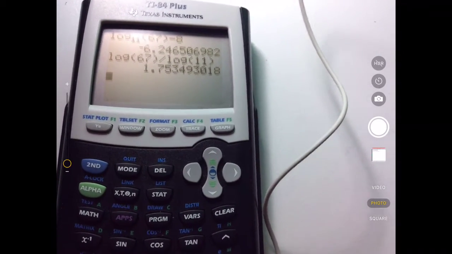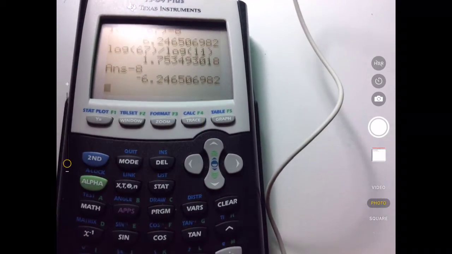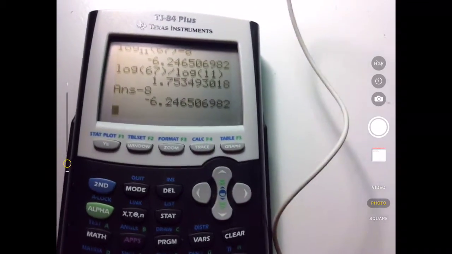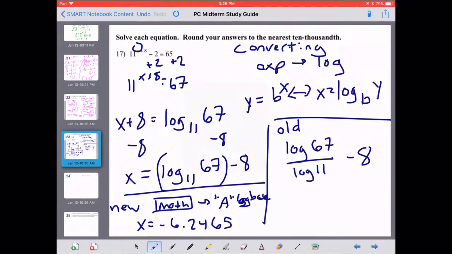Alright, so here we get this, and then we minus 8 at this point, and we get the same exact answer. So it's okay to do either method, it doesn't matter, we still get the same answer. We just have to show our work in a little bit different of a way. Alright, so that's number 17, two different ways depending on what type of calculator you have. So hopefully you remember this.